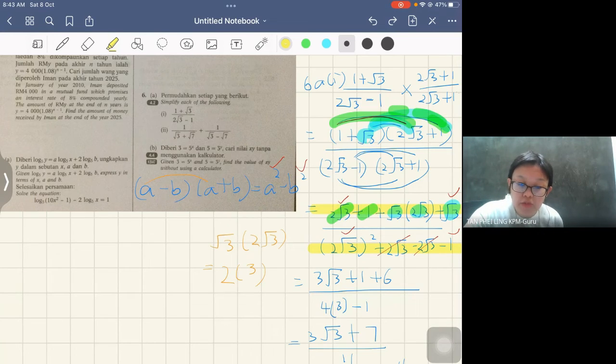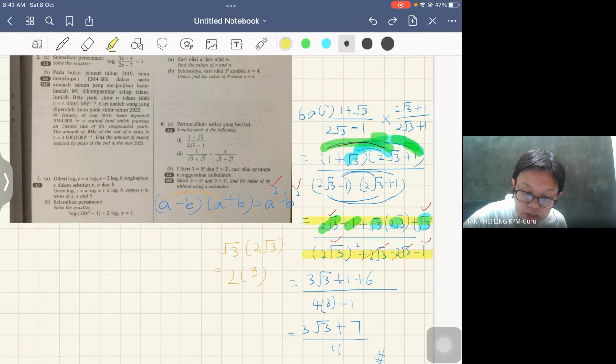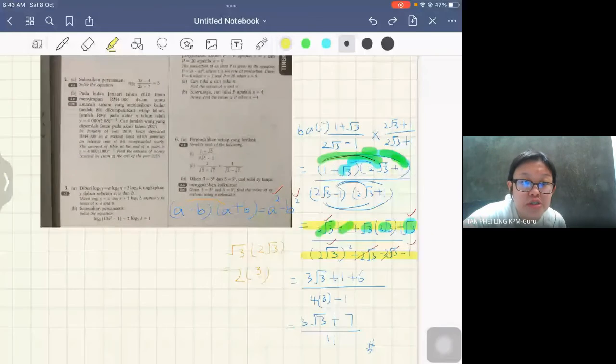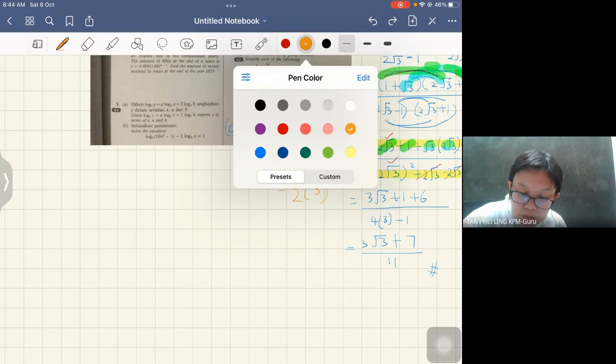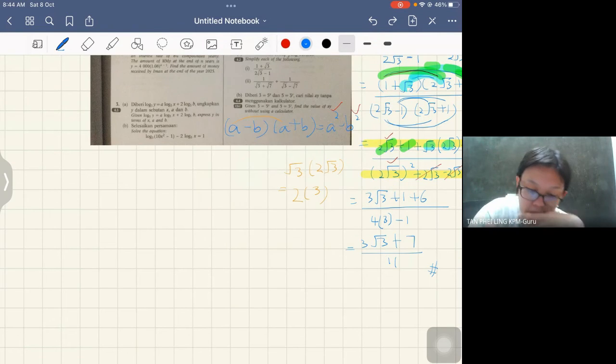Okay, so let's move on to 6A2. Can I move on? Can. So let's go on to 6A2 here. It's not difficult. You just have to do it like just now. So I'll use back my blue color.